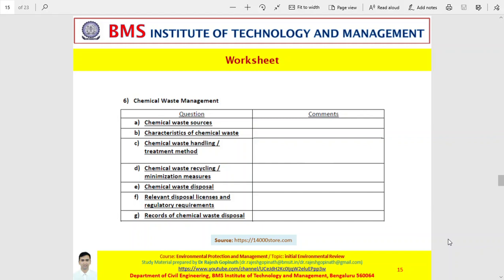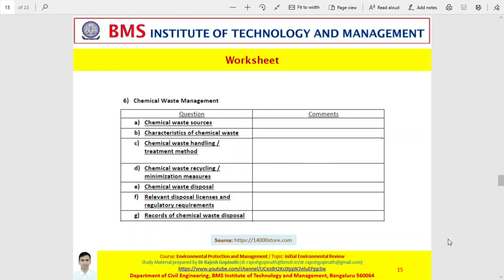Finally, how do you dispose the chemical waste? Whom do you dispose it to? All that information has to be collected. All the records with respect to chemical waste disposal have to be maintained intact. What date, what time, what quantity and whom to. This is very important in the context of chemical waste management.